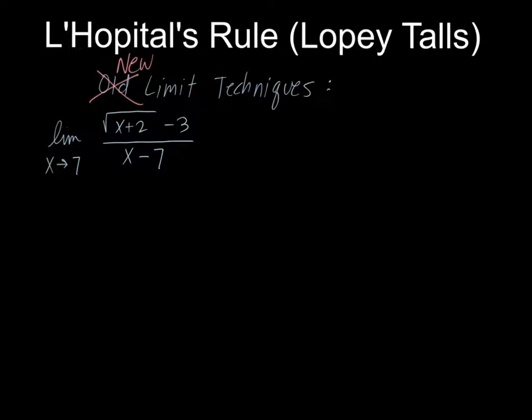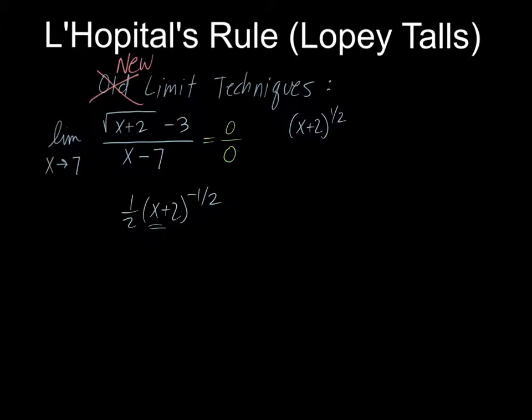All right, so let's take that same problem and use L'Hopital's rule. So here's how it happens. If you sub in and get 0 over 0, take the derivative of the top and the derivative of the bottom. All right, the derivative of x plus 2 to the 1/2, which is what a square root really is, is 1/2 times x plus 2 to the negative 1/2. And the chain rule doesn't need to show up because the derivative of x is 1.